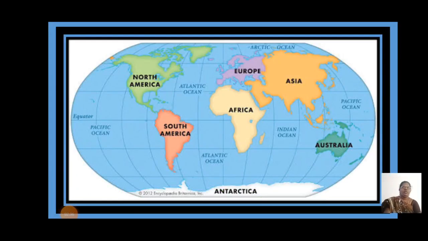So, as you know, we have 7 continents in our world. Among these continents, Asia is the largest and most populous continent in the world. It covers about 30% of the world's land area and about 60% of the world's population. Okay, 30% of the land area on our earth, and 60% of the world's population.